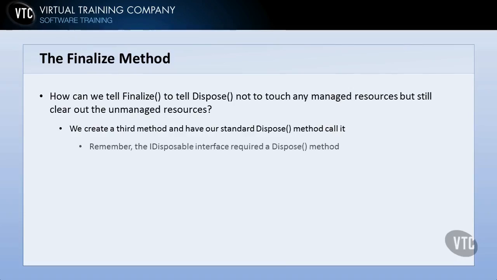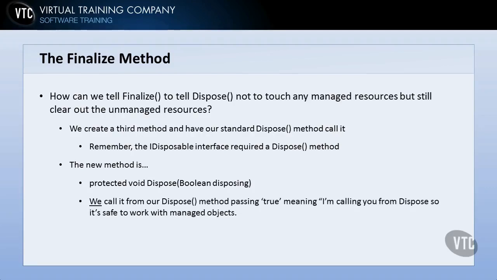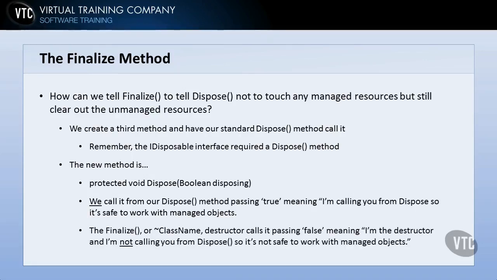All right, the new method is going to be, just like you see here, protected. It's not going to return anything, void dispose, and it's going to pass a Boolean value for disposing. We're going to call that from our dispose method, and we're going to pass the parameter, true, when we call it. And that true means I'm calling you from dispose, so it's safe to work with managed objects. The finalizer or the destructor is going to call it passing false, meaning, hey, I'm the destructor. I'm not calling you from dispose, so it's not safe to work with managed objects. Just skip it and don't worry about it.